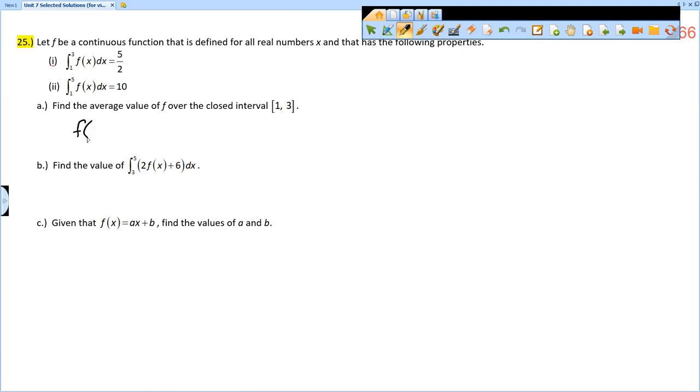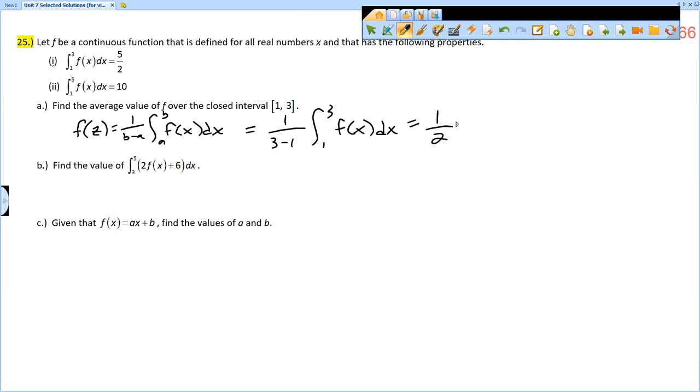Remember, average value is f of c equals 1 over b minus a times the definite integral from a to b of f of x dx. So if we want the average value over 1 to 3, we take 1 over 3 minus 1 times the integral from 1 to 3 of f of x dx. So we have 1 over 3 minus 1, so 1 half, times the integral from 1 to 3 of f of x dx. Well, the integral from 1 to 3 of f of x dx is simply 5 halves. So this would be 5 fourths. That is part A.